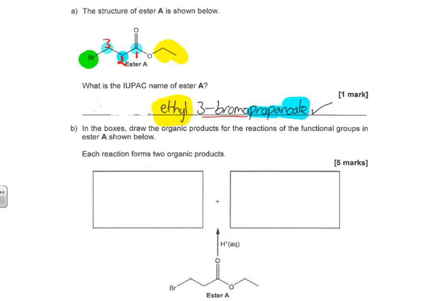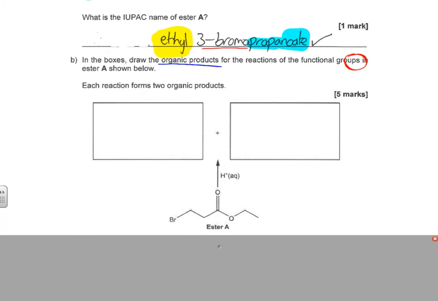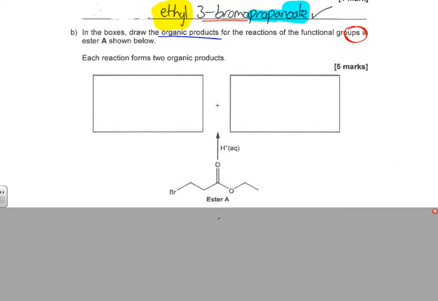Now we've got a little diagram to fill in, and we're going to draw the organic products, and do focus on this. We're looking just at organic products for the reactions of the functional groups in ester A shown below. Again, just look at the question here. We are looking at the reactions of the functional groups in ester A. That's a plural word, and we'll see that in a moment. Now, each reaction forms 2 organic products, and I'm prompted because I've got 2 boxes to fill in, and that allows me to think about where I'm going to write my answers.